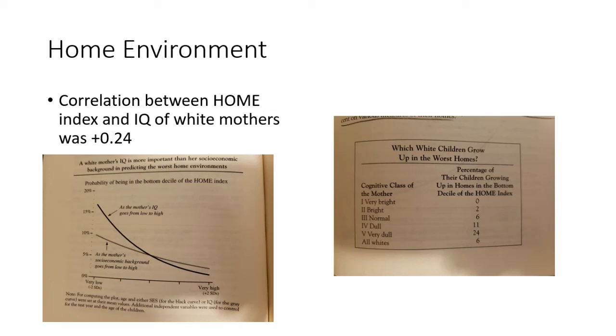And then taking a look at the graph and comparing IQ and socioeconomic status to the chances that the child is growing up in the bottom decile of the home index. Well, the white mother's IQ is more important, according to the graph, than her socioeconomic background. And you can see that from the graph there. As a mother's IQ goes from low to high, the percentage chance decreases from, I don't know what you would say that is, 17% to 2%. 2%, yeah. So 15% decrease. Whereas for the socioeconomic status, it's about a 6% decrease.